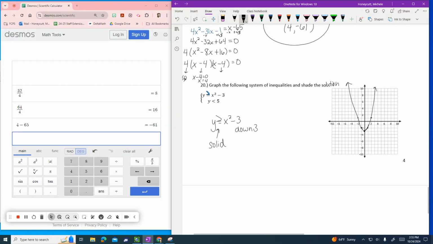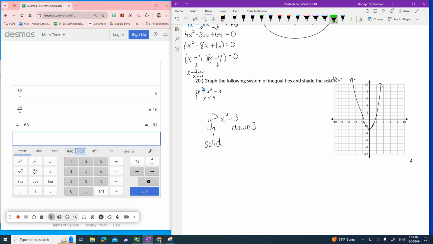And then I have to decide which side I'm going to shade. It says greater than, so if you look at the y-axis, the numbers inside the parabola have y values that are greater than the ones outside. So we shade the ones inside the parabola for that part.